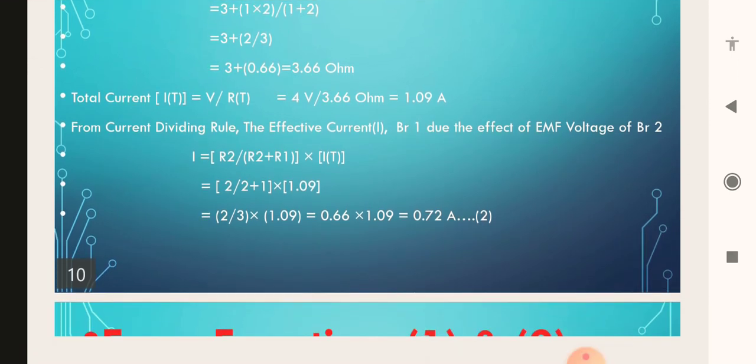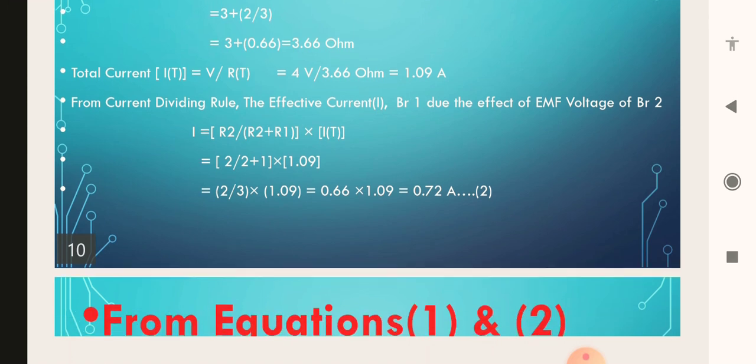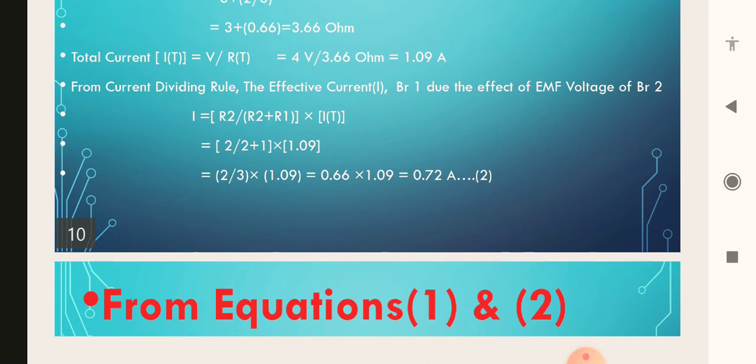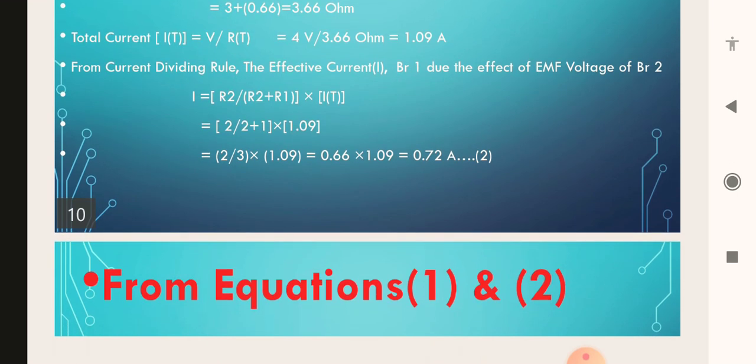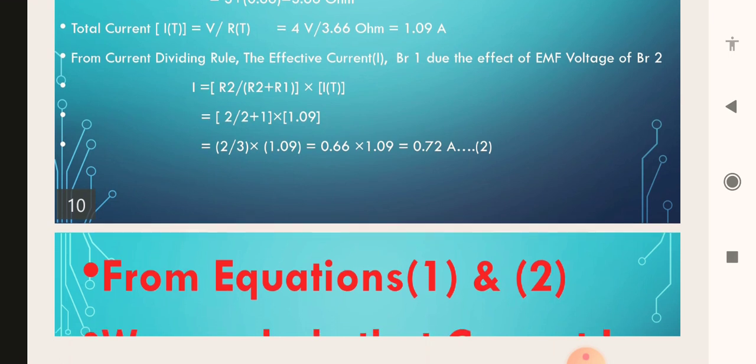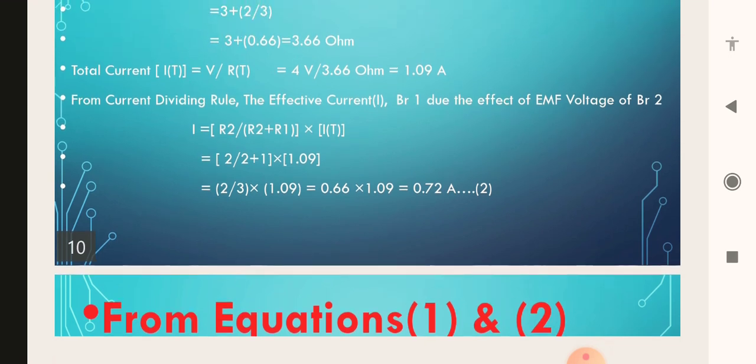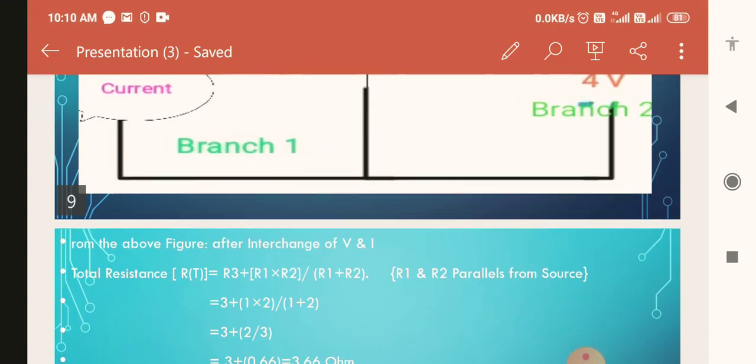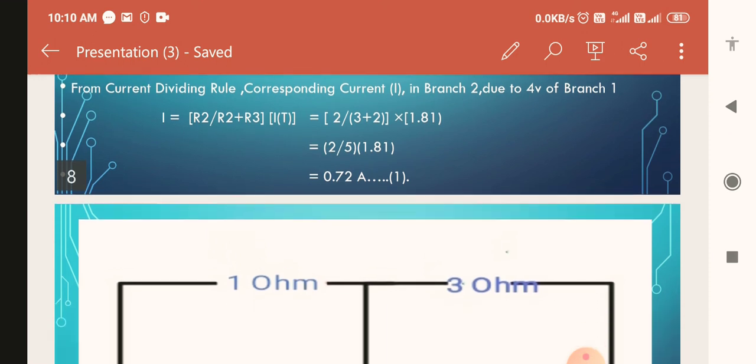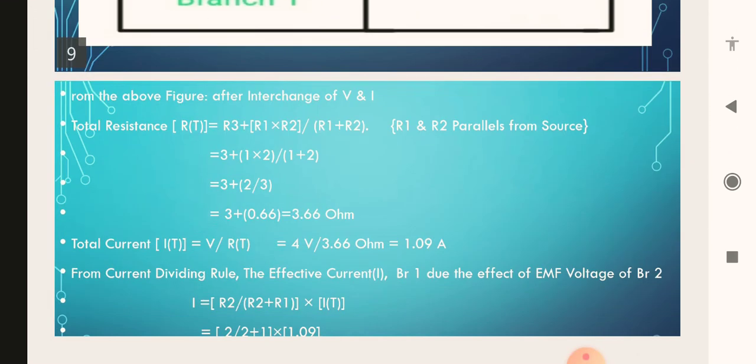In the last step we need to find the current in branch 1 due to the effect of the branch 2 voltage source. Again using the current dividing formula, I equals R2 by R2 plus R1 into I of t. Then 2 by 2 plus 1 into 1.09. After simplification you get 0.72 ampere. From equation 1 you get 0.72, and from equation 2 you get 0.72.